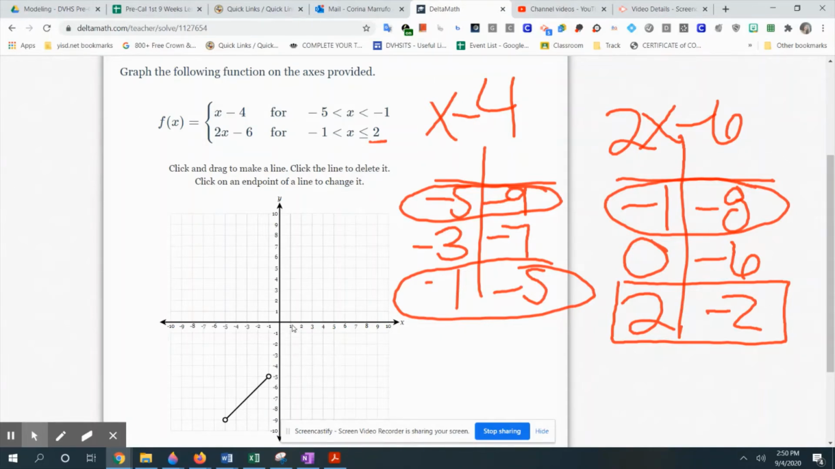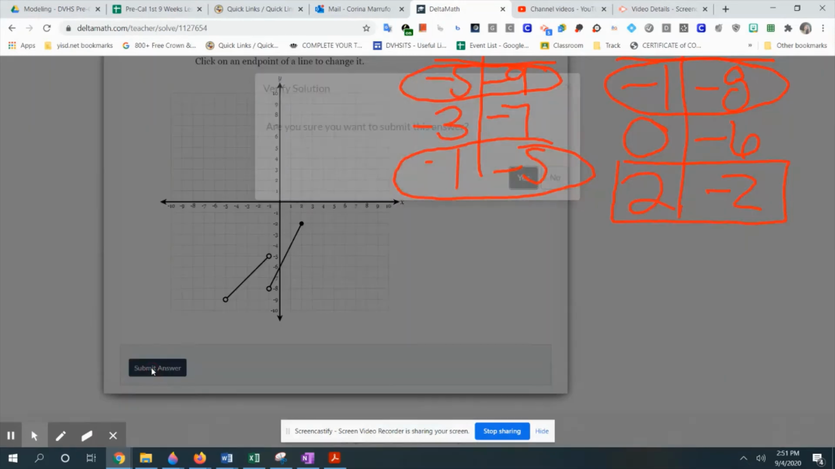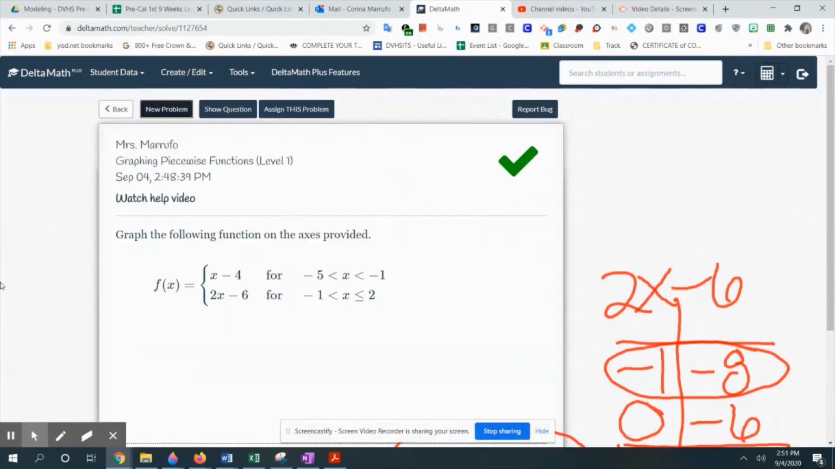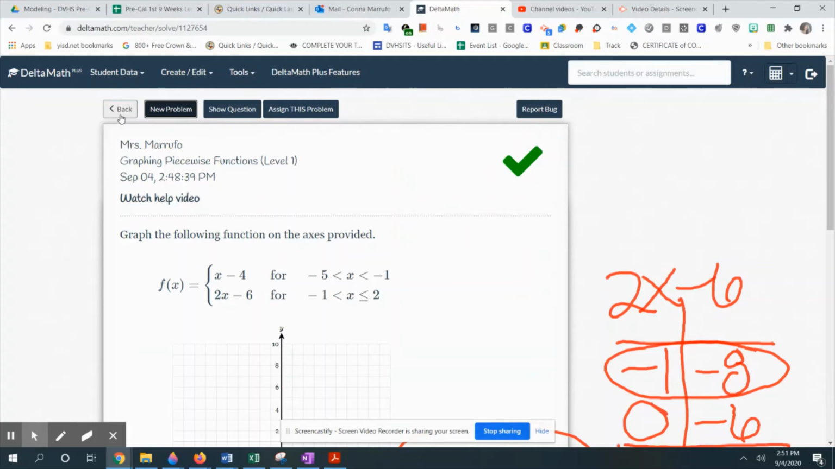So here, -1 is here, and -8 is all the way down here. So we're going to go from here, and then the other point, it has to go through 0, -6, and 2, -2. So I'm just going to click and drag all the way up to here. And then it is a closed circle up here at 2, -2, but it's an open circle here. We go ahead and submit our answer. Do you want to submit? Yes. And that is correct. Okay, so that's how you would do those problems.